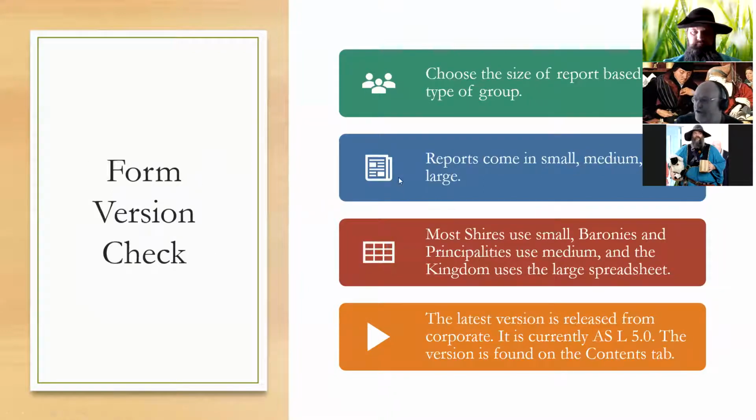And so the version check here, there's choose the size of the report based on each type of group. So they come in small, medium, and large size reports. Most shires use small reports. Baronies and principalities use medium reports, and the kingdom uses the large spreadsheet. So unless you're a kingdom, you really don't need to use the large one. The latest version is released from corporate. The current one that is available is AS50 5.0, and the version's found in the contents tab of the report.